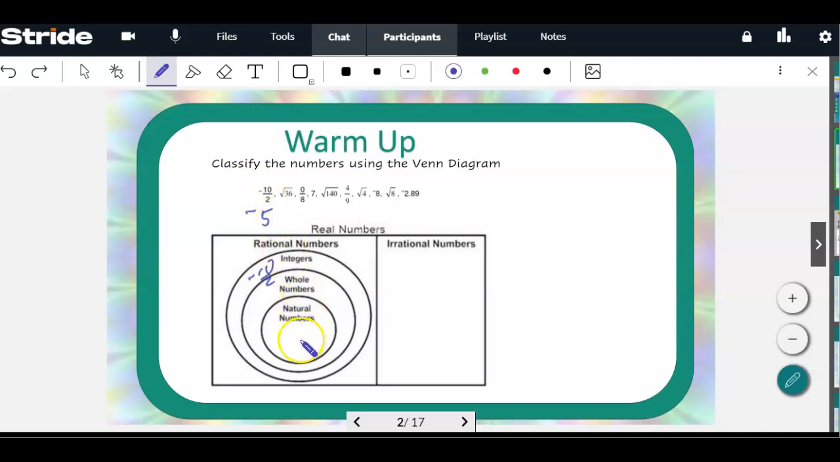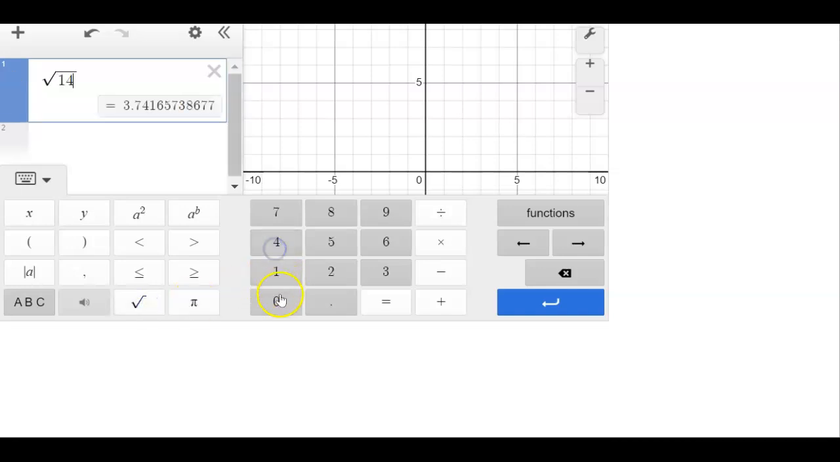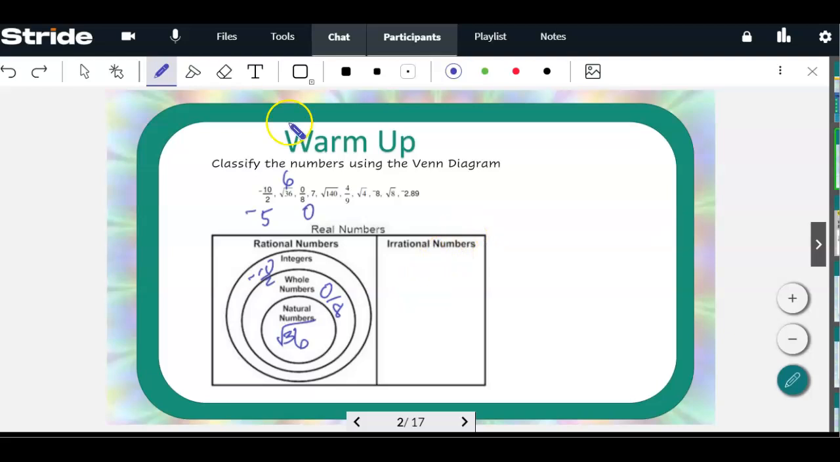So it's not a whole number, it's not a natural number. Square root of 36 is 6. Now 6 is a natural number, so it's all of those. 0/8 simplifies to 0. That's a whole number, not a natural number. Actually, I should have written this as the square root of 36 like we see it. Square root of 140. So let's jump over to the calculator for that one. So square root 140. Okay, so that's definitely an irrational number because the decimal just keeps going on and on. Does not repeat, does not terminate.